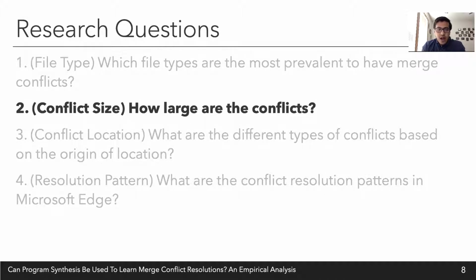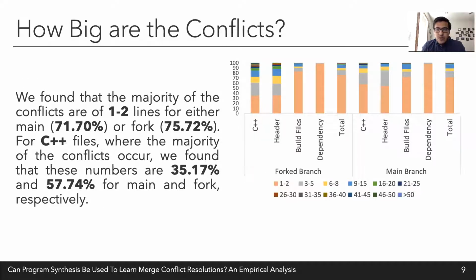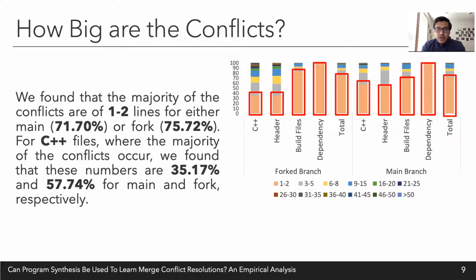First, how large are the conflicts? We created 12 groups, from 1 to 2 lines to more than 50 lines, and computed the same for each type of file. We refer to the conflict size as the number of lines reported by the conflict markers. We found that the majority of the conflicts are of 1 to 2 lines, and also 28% of the conflicts in C++ are of 1 to 2 lines for both main and fork branch.